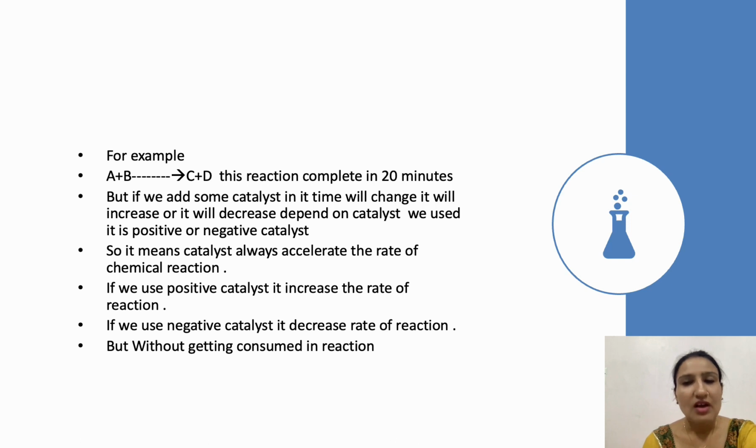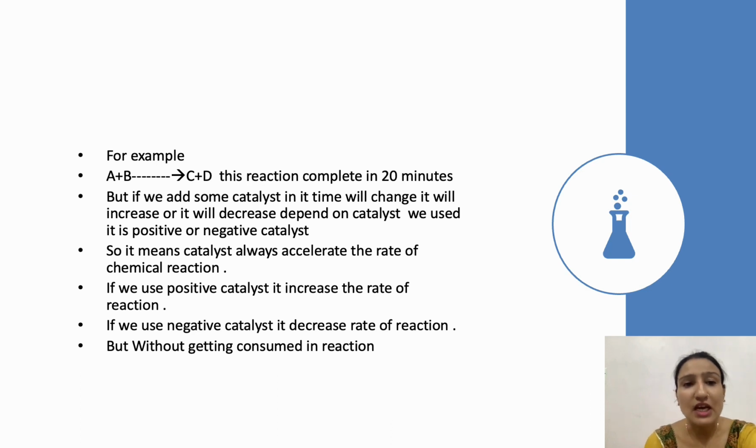Next, for example, now we take an example. A plus B, the reactants, gives us C plus D, the products. This reaction completes in 20 minutes. But if we add some catalyst to it, the time will change. It will increase or it will decrease, and it depends on the catalyst we use, whether it is a positive catalyst or a negative catalyst. So it means a catalyst always alters the rate of a chemical reaction.